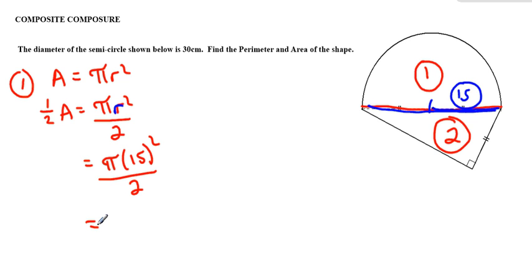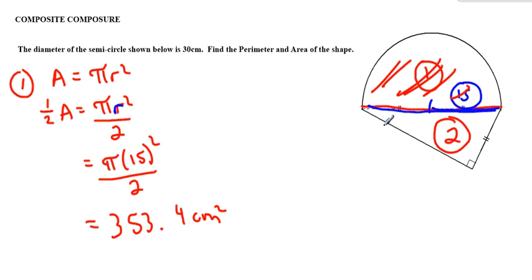Now order of operations tells me that I have to do 15 squared first, then multiply by pi, and then divide by 2. So the area of that semicircle is 353.4 centimeters squared. So that's the area of this piece. Now let's look at the other piece.